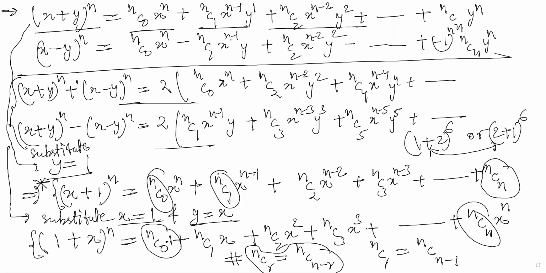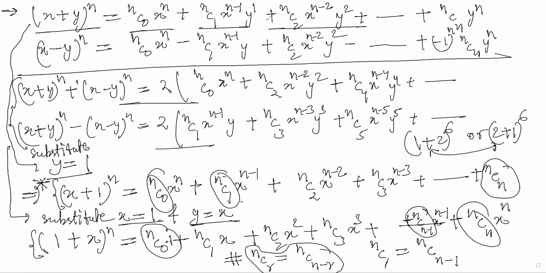With NC1, you got x to the power n minus 1 here. But if you write the second last term of this series, you will get the same thing: NCN minus 1 into x to the power n minus 1. NC1 and NCN minus 1 are the same. So these two are the same expressions, first of all.